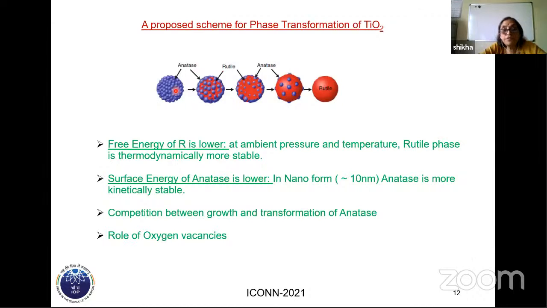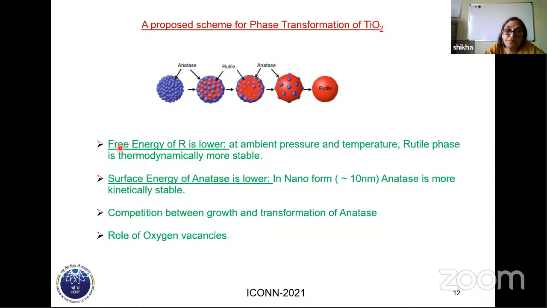So this is the sort of brief summary of what happens. The anatase particles join together and become part of the rutile. Orange is the rutile, so they get absorbed into rutile. But a few small anatase particles may remain.